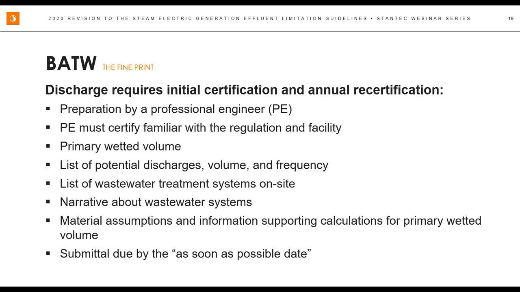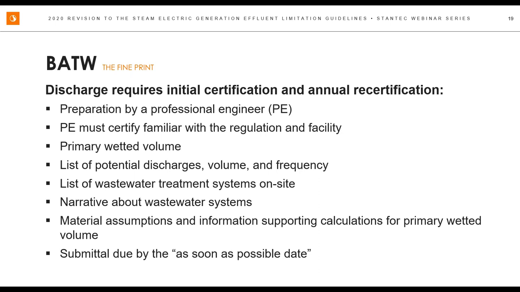The PE must certify that they are familiar with the regulation itself and the facility. It must state what the primary wetted volume of the system is, list of potential discharges, volume and frequency of those discharges, list of wastewater treatment systems that are on site. And as I read this, this is what are all your wastewater treatments that are on site, a narrative about these wastewater systems, any material assumptions and information supporting the calculations for primary wetted volume.